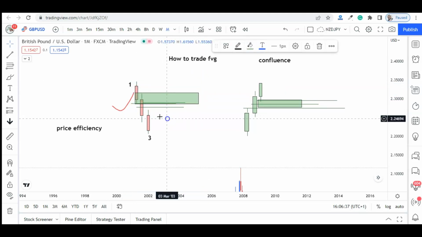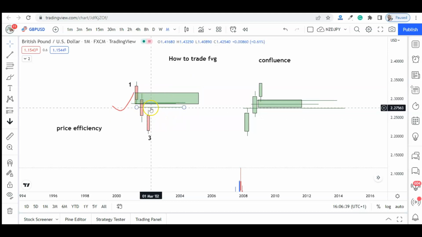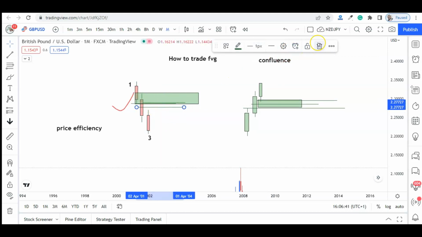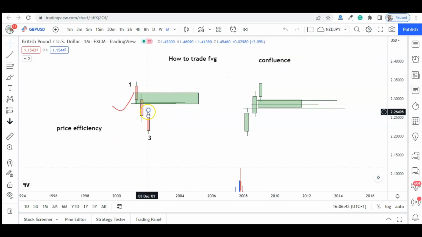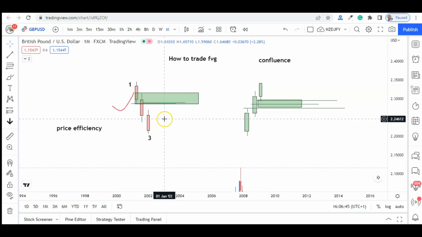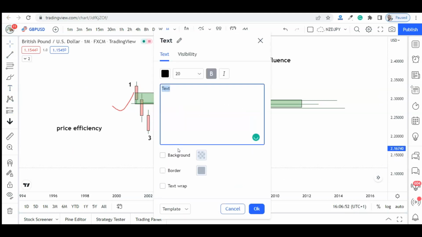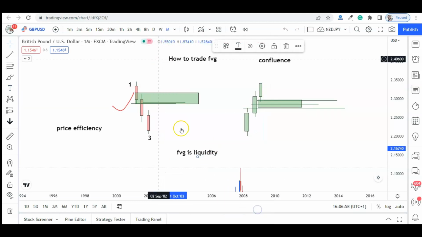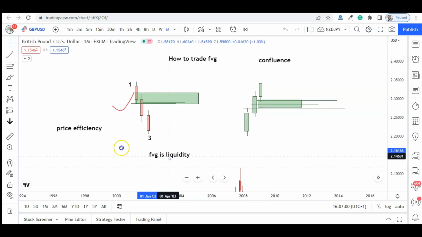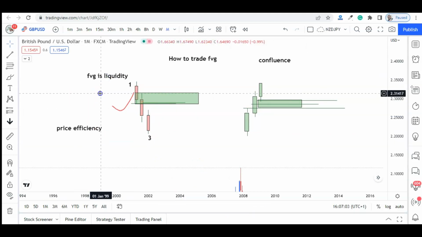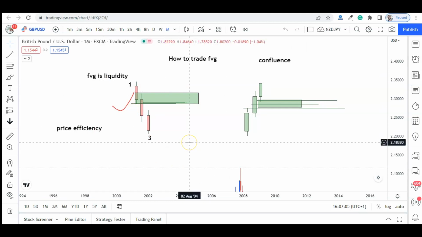So when I see a fair value gap before the hidden base, that gives me what? Confluence. Price will come back, because this fair value gap is liquidity. And if you know, I've been preaching that liquidity is what drives price.